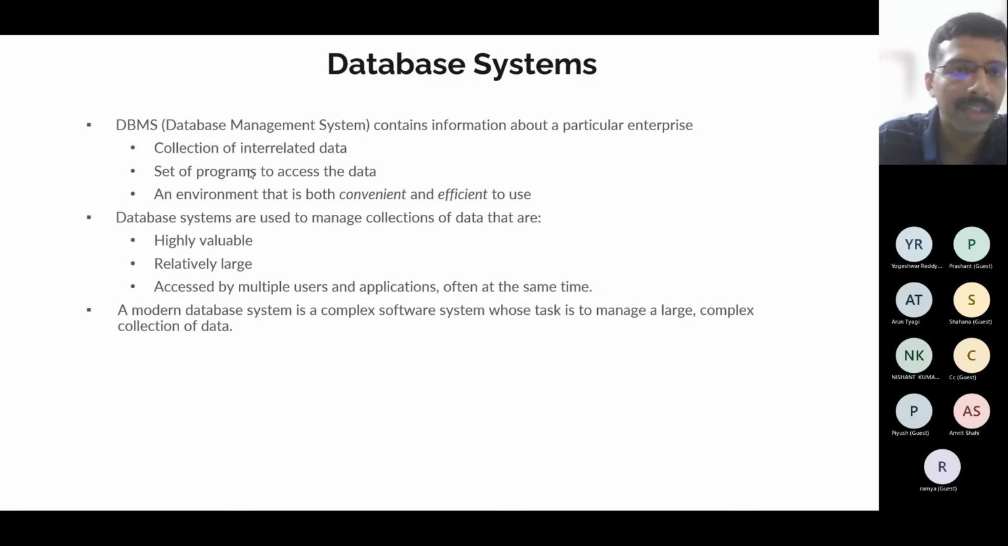So basically the DBMS contains information about a particular enterprise. The enterprise here can be a company, it can be a school, a course, a university, whatever you want. An enterprise here can be anything. So what is contained in a database management system is a collection of interrelated data. So not just data, there are some relations existing between data as well. And a set of programs to access the data.